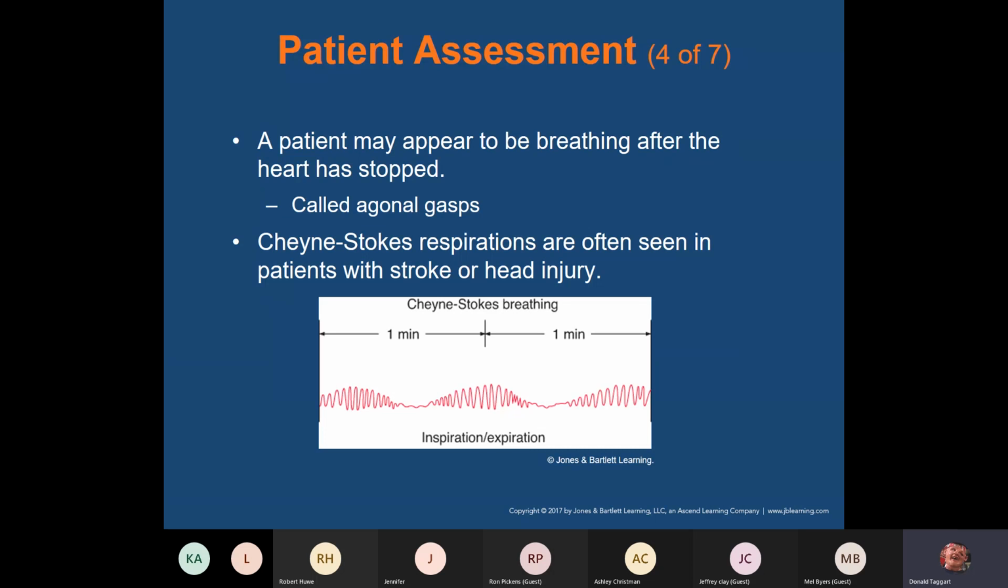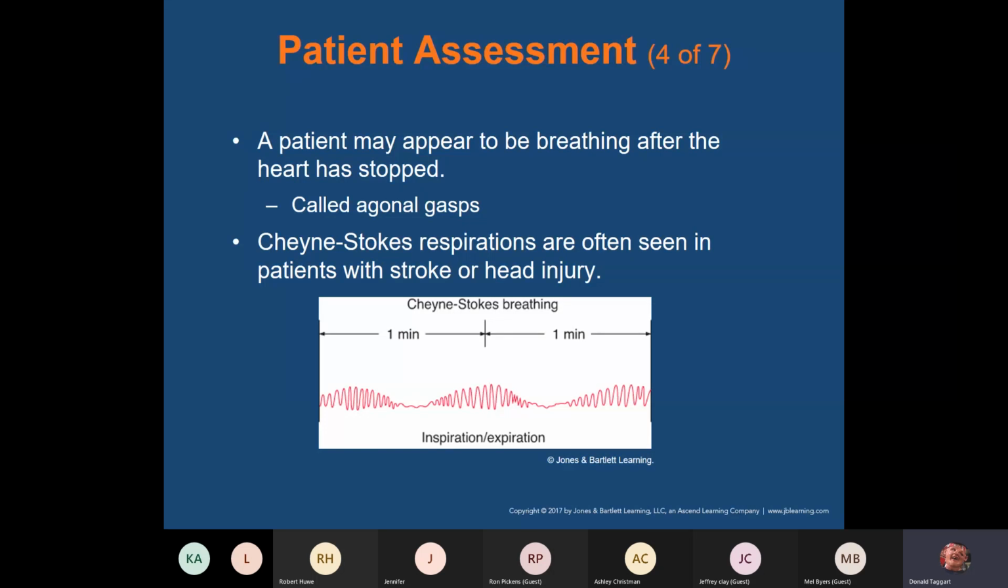So here's an example of that irregular breathing pattern. This is called Cheyne-Stokes breathing. So you can see that there's a very irregular pattern. There's pauses, it gets deep and shallow. And again, Cheyne-Stokes is related to a stroke or head injury. Every once in a while, you'll see that on a test too, where it'll say, hey, you have a patient doing this, what type of breathing pattern is that? And it'll ask you in that format.